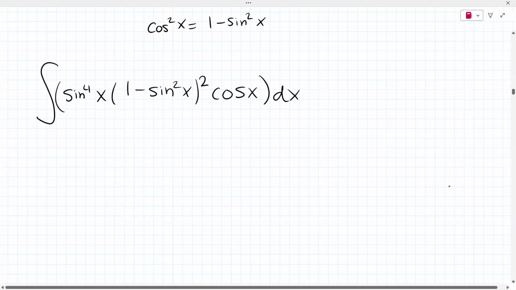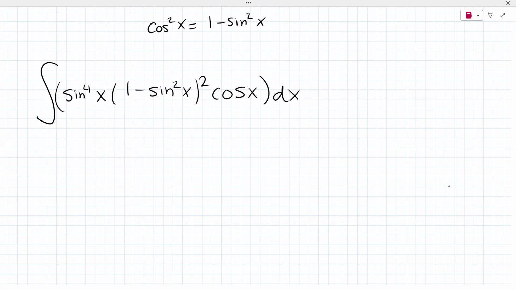Okay, and then they say that since odd is cosine, it means u is sine. So we'll just let u equal sine of x, and then my du is going to be cosine of x dx. Okay, that's what we need.